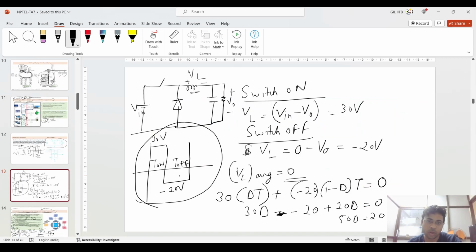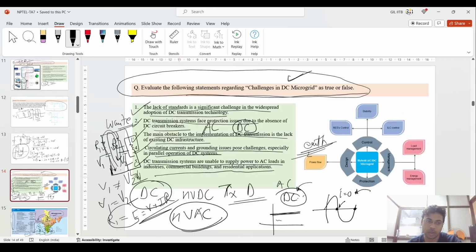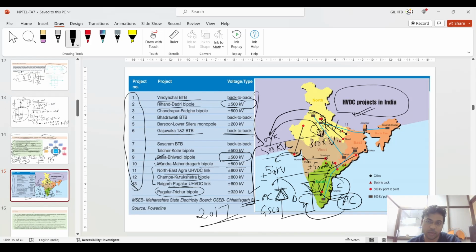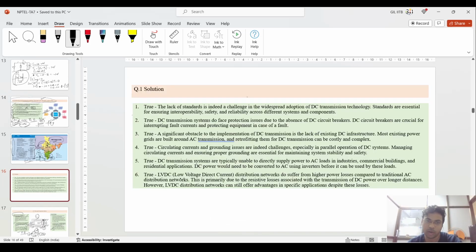And we solved one numerical based upon this computation. We also studied the challenges in the DC microgrid. Then we have seen what kind of HVDC projects there are in India currently, and what have been completed.